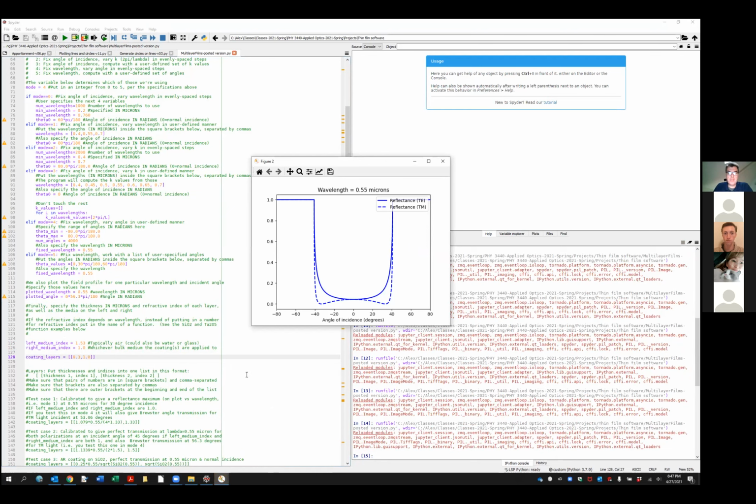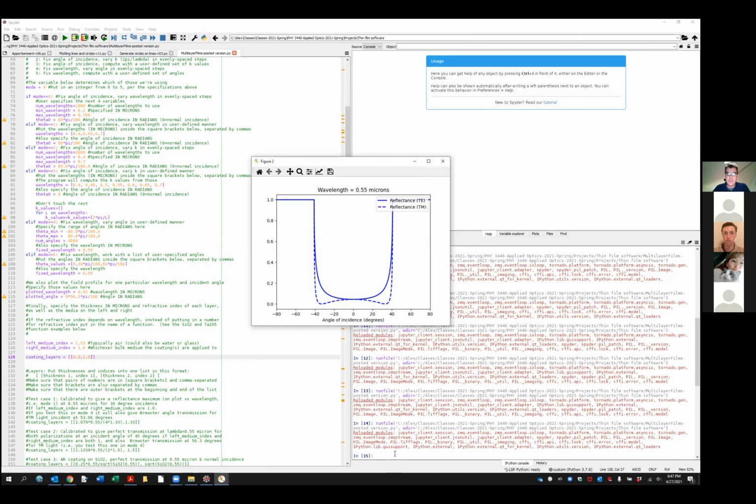And what we see is that for both polarizations, we eventually get total internal reflection. But before we get total internal reflection, for the TM light, we get an angle with 0 reflection. That's called Brewster's angle. And Brewster's angle is really important.